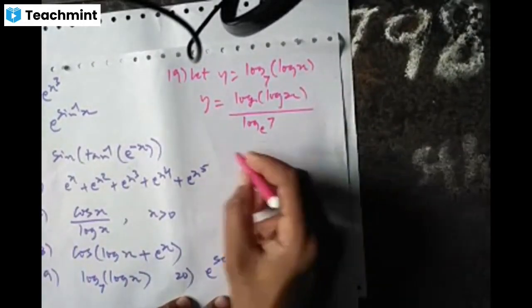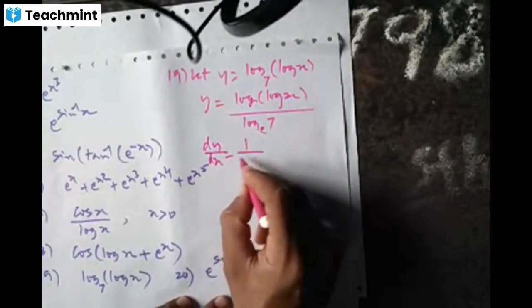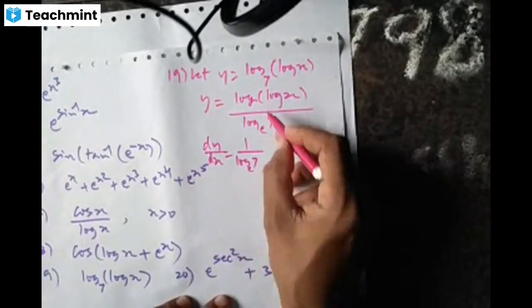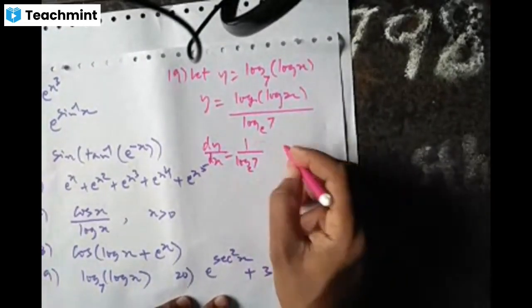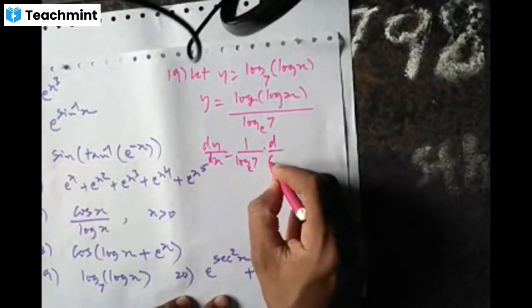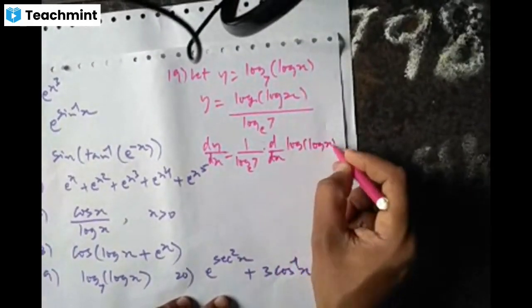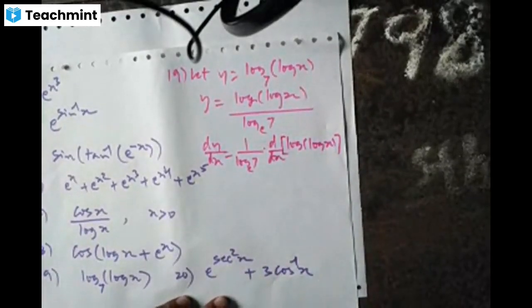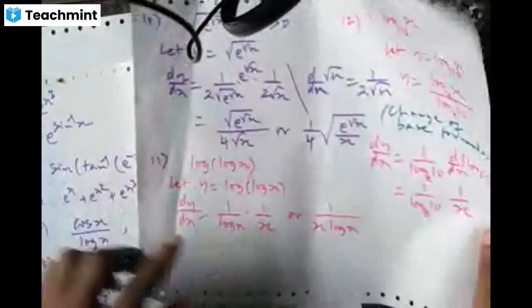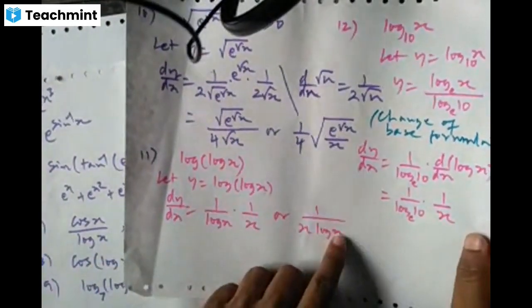So dy by dx is equal to 1 by log 7 to the base e, which is a constant, into d by dx of log of log x. Just now we have found the derivative of log x. Just see here, we have found the derivative of log x as 1 by x log x.